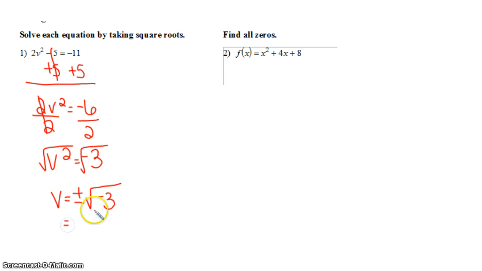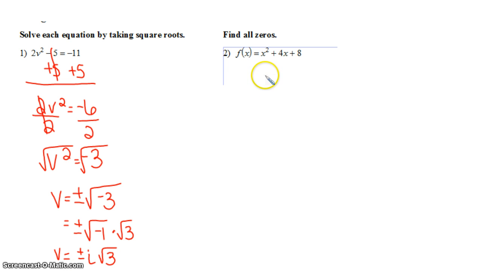To simplify the square root of negative 3, we can separate that as a negative 1 times 3. We have learned that the value of the square root of negative 1 is the imaginary number i, and square root of 3 cannot be broken down any farther. So therefore our answer is i times the square root of 3.